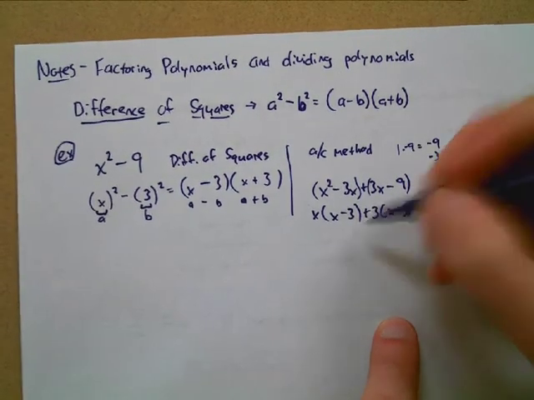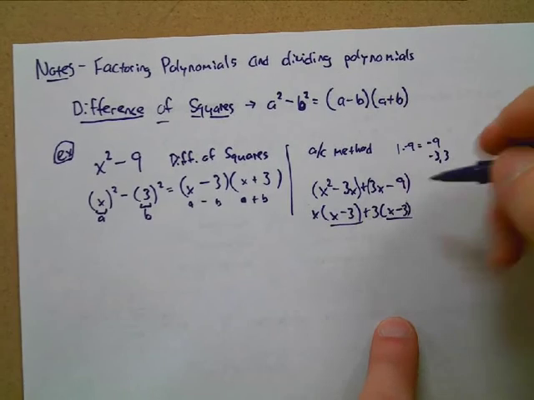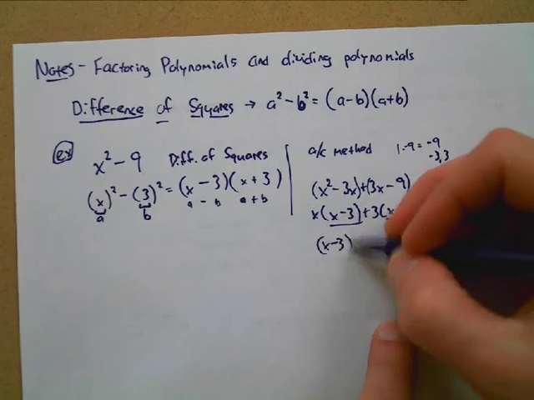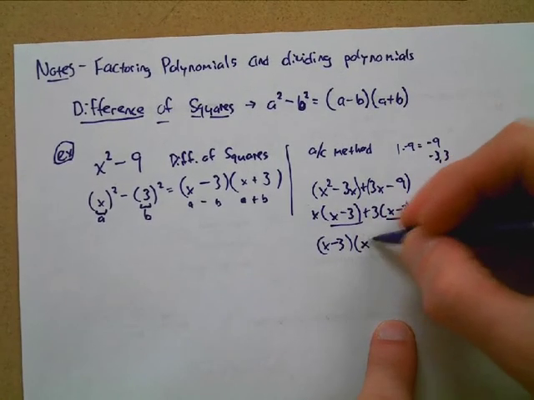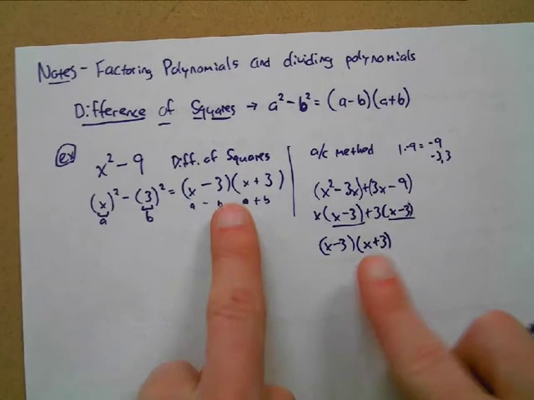Okay? And so we have the same leftovers, right? You see that there. So we'll have x minus 3 and then x plus 3 is what's left behind. And look at that. It's the exact same thing.